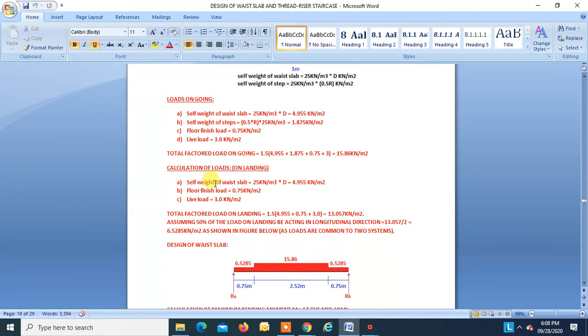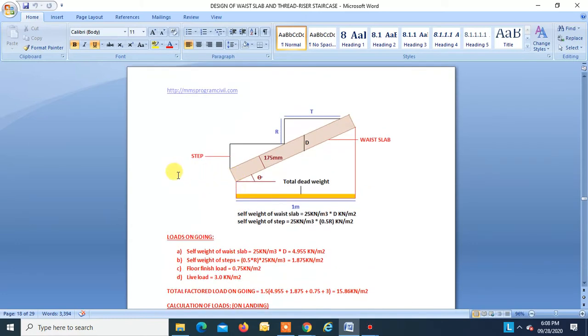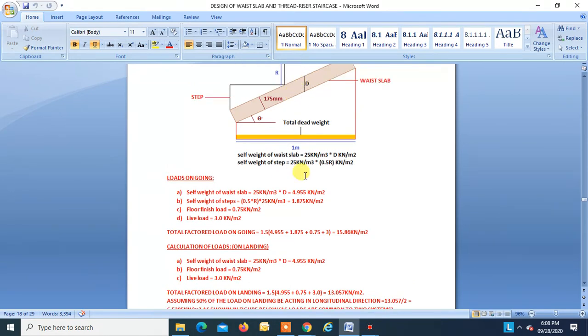Self weight of landing is the same as the self weight of waist slab. In case of landing, the landing is horizontal in direction, so D will be equal to 175, right? But I have taken it equal to 198. So it will give a little bit higher load, and the design will be a little bit conservative. Don't worry.